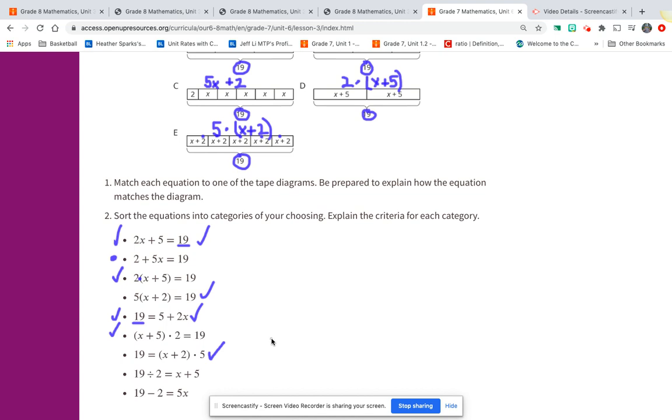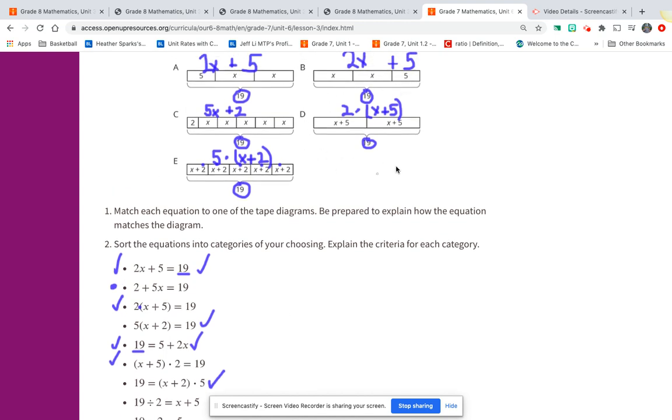Now the last one, if you kind of scroll down, you can kind of see 19 divided by 2 equals x plus 5. That would go here because if I split this 19 in half, it would be worth only one group of x plus 5. This is actually how you would end up solving that equation in that bar model.